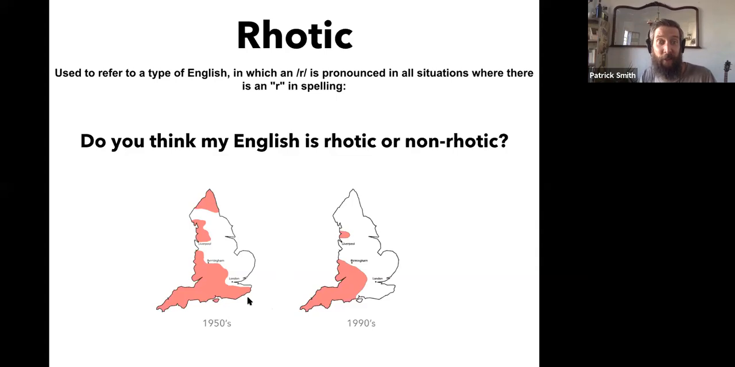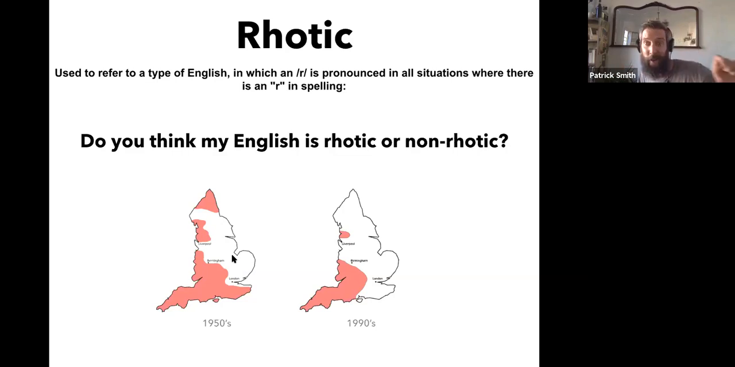Now you can see that this rhoticity is changing over time, which is really interesting. In the 1950s, probably in terms of surface area, about half of England was rhotic, and then later by the 1990s, you can see that a much smaller part of England is now rhotic.